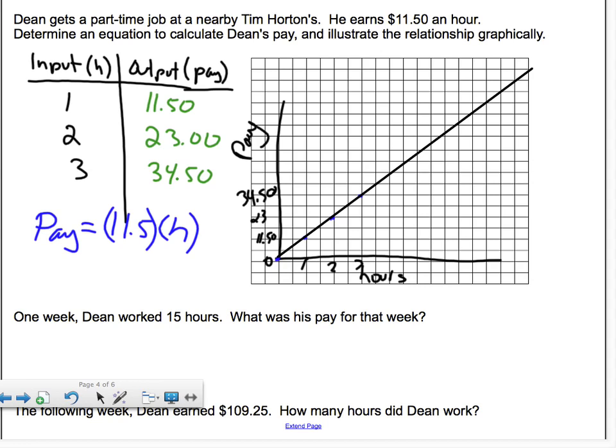But here, what's the benefit of having this equation? What does this allow us to do? Veronica? Remember the whole idea of interpolation and extrapolation? It allows us to give an estimate. In fact, here it's not even an estimate, it's an actual prediction. That value will be correct. So in one week, Dean worked 15 hours. What was his pay for that week? How do we calculate that?